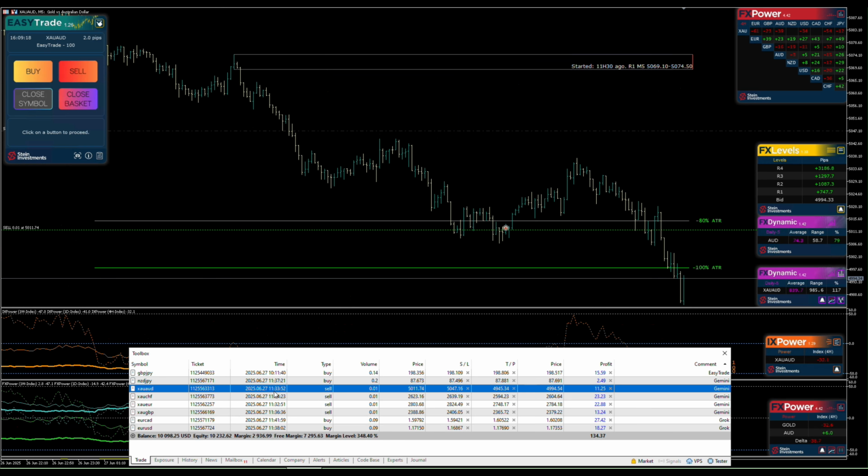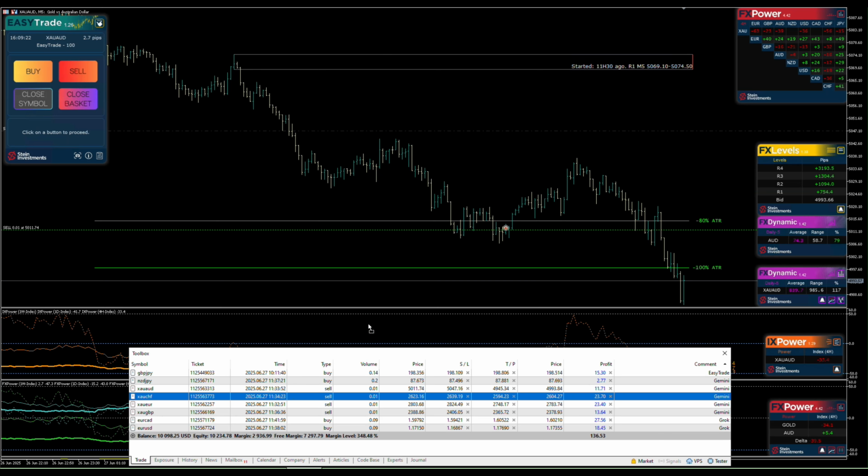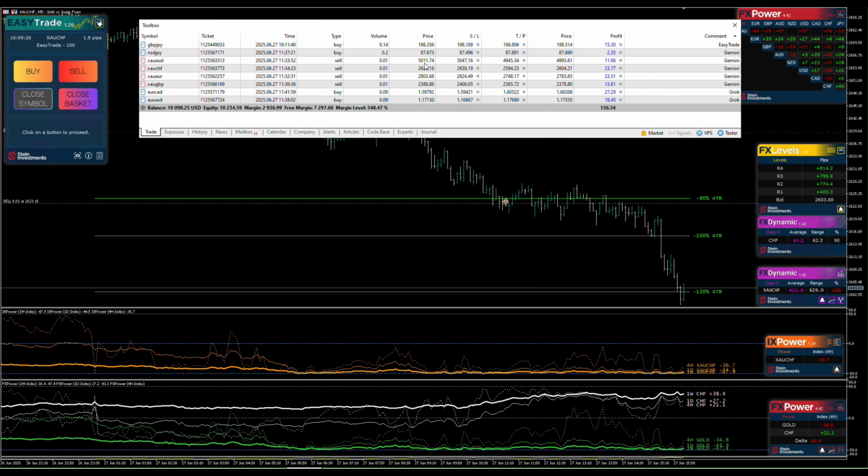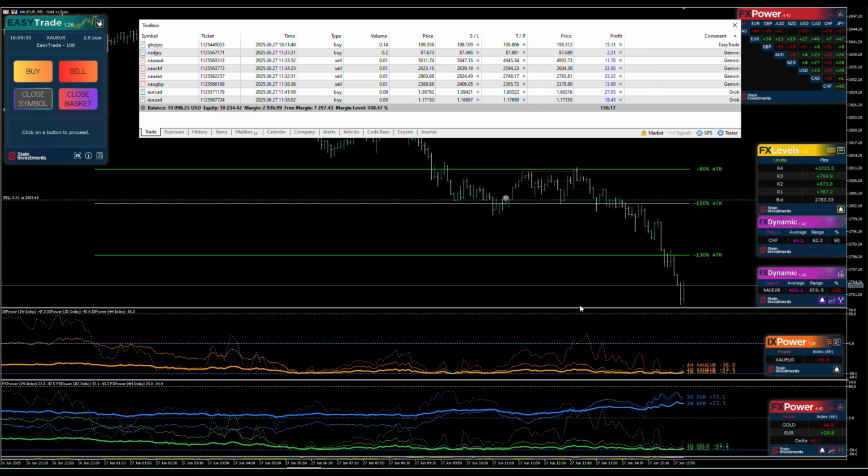Then we have the downtrend on gold against the Aussie dollar. Wonderful. Then let's move this one here. Then we have gold against the Swiss franc, which worked perfectly here as well. Then we have gold against the euro, which worked perfectly as well. So these are really beautiful setups detected by Gemini.